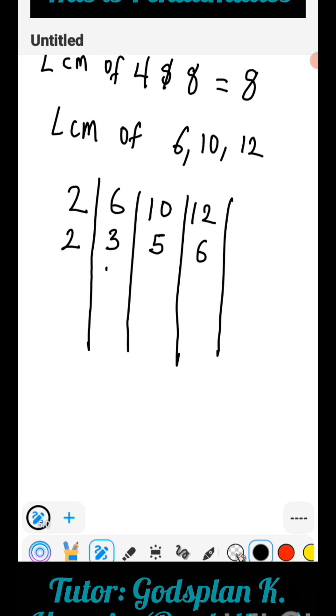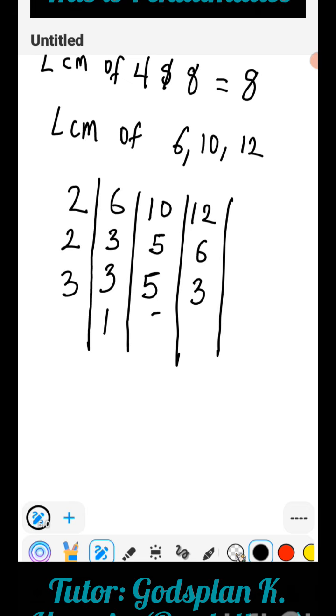2 cannot divide 3, so we'll bring down 3 just as it is. 2 cannot divide 5, we'll bring down 5. But 2 can divide 6 to give me 3. Now 2 cannot divide any of these numbers again, so we are done with 2. We move on to the next number that can divide any of these numbers, and that next number is 3. So 3 can divide 3 to give me 1.